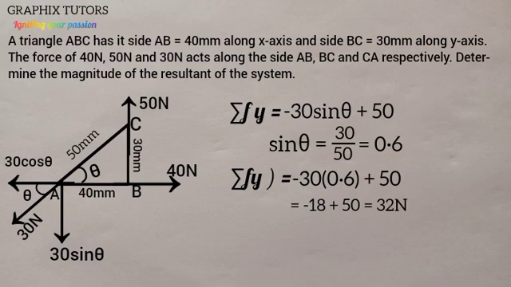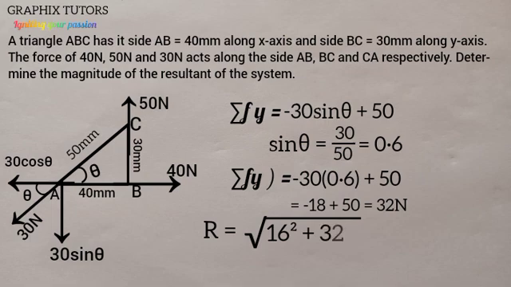Now we'll input the summation of Fx and Fy into equation 1 above. So equation 1 above is the resultant. So the resultant will now be equal to the square root of the summation of Fx. What summation of Fx? That is 16. So 16 square, plus the summation of Fy. What summation of Fy? That is 32. Then we have 32 square.